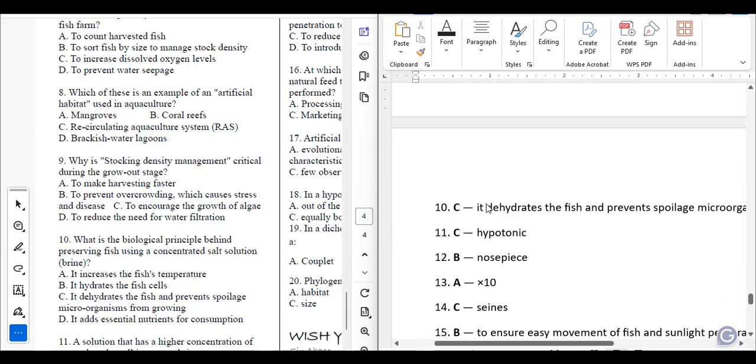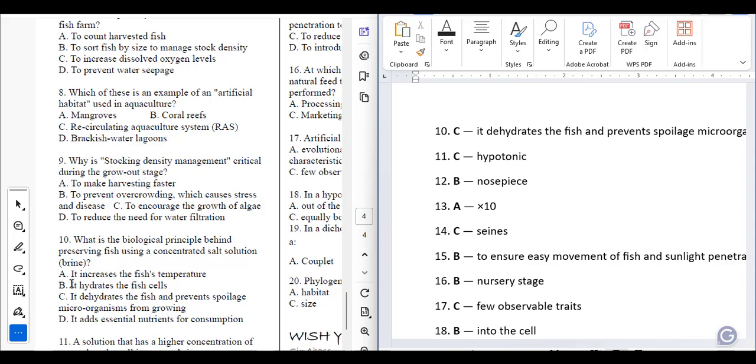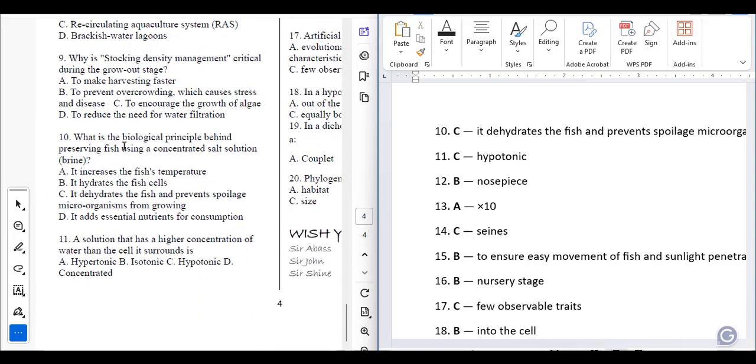Alright, we go to number 10. What is the biological principle behind preserving fish using a concentrated salt solution, otherwise known as brine? A, it increases the fish's temperature. B, it hydrates the fish cells. C, it dehydrates the fish and prevents spoilage. I think something is missing here.